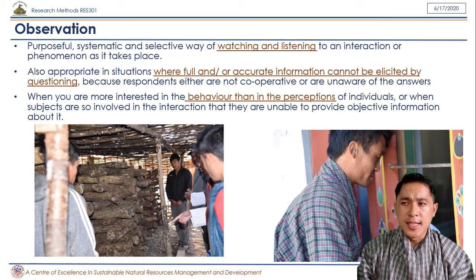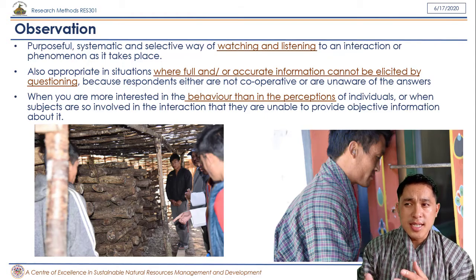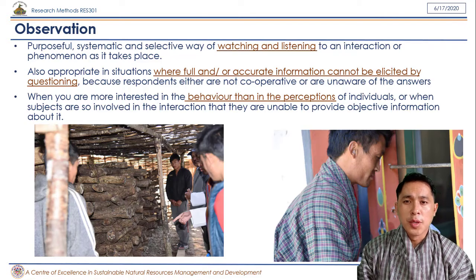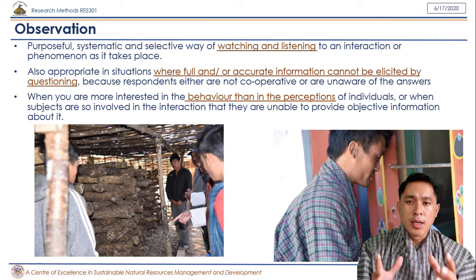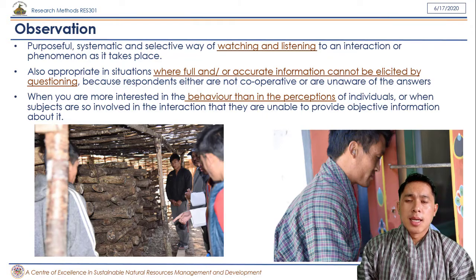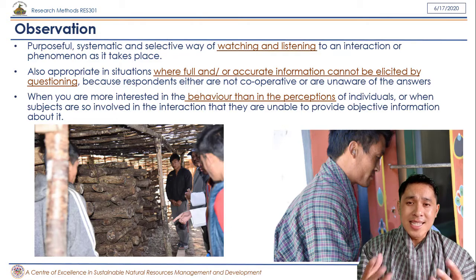Observation is basically, you can say, a systematic or selective way of watching or listening to an interaction or phenomenon. So basically, if you want to do some kind of research, and you do not want people to tell their perception, sometimes people cannot tell their perceptions very nicely or very clearly. In that case, observation is the only method that you can apply.